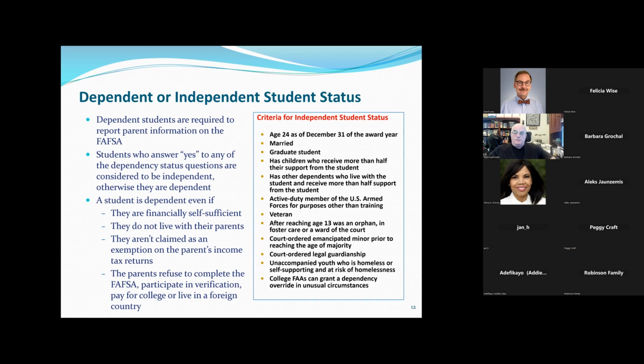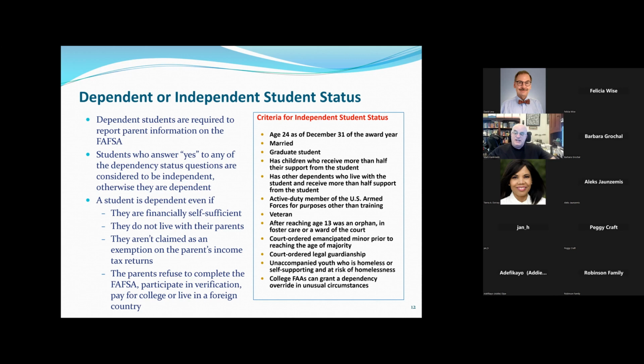Now, a potential source of confusion is the word emancipation. Emancipation as part of a divorce decree indicates the end of child support obligations because a child has reached the age of majority.